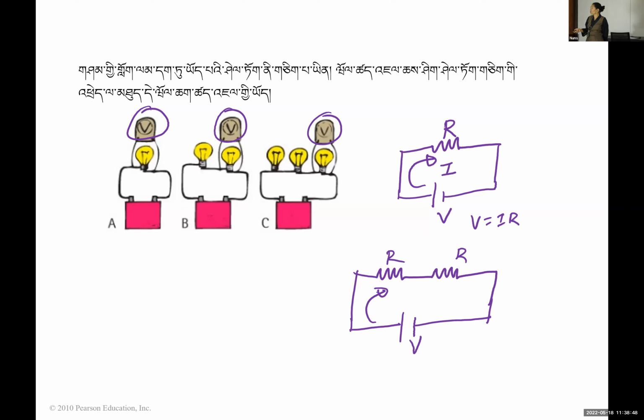And what is the question? So they have to find what is the resistance in this.